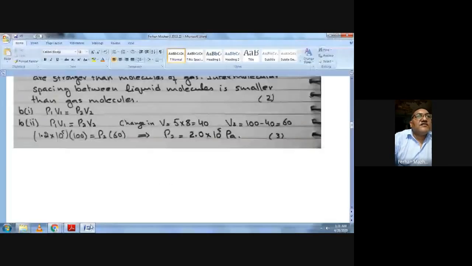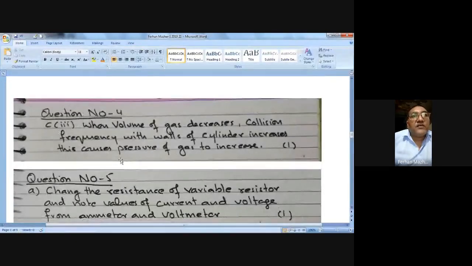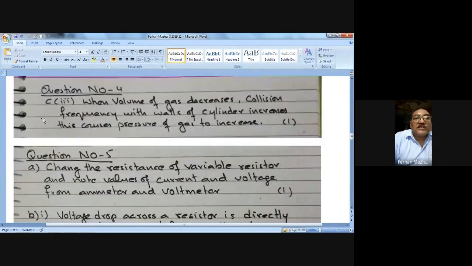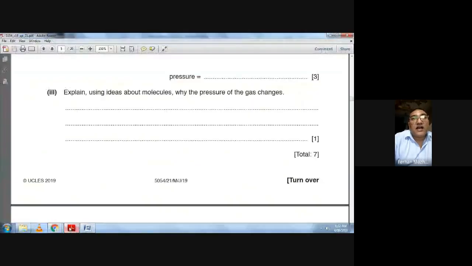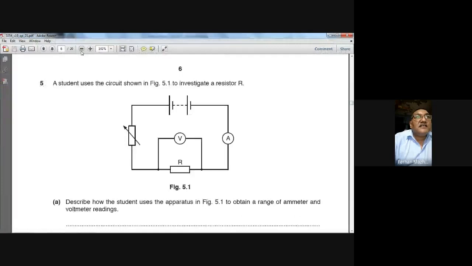Question number 4C, third part. When volume of gas decreases, collision frequency with walls of cylinder increases. This causes pressure of the gas to increase. This is a one-mark question, so this one reason is enough. Okay, so this was question number 4. I hope that I have made it very clear.